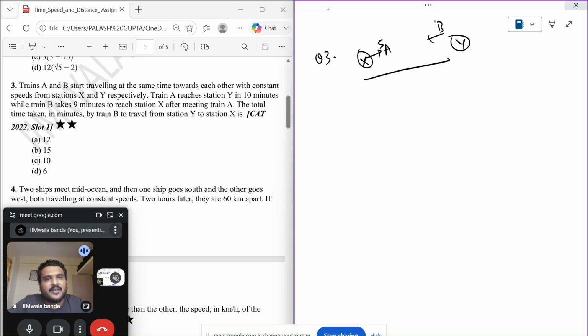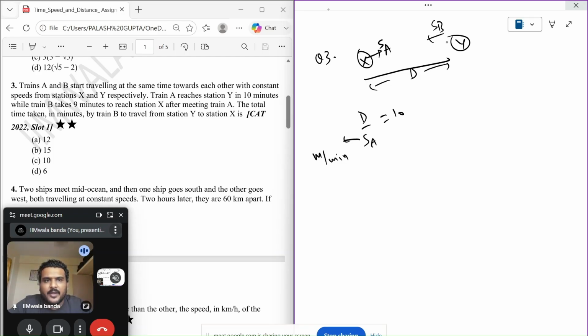Let the speed be SA and SB. So I can say, and let this distance be D. So to cover D with the speed of A, it is taking 10 minutes. Now assuming that the speed is in meters per minute, so all the distances are in meters and time is in minutes. So this is good for now.